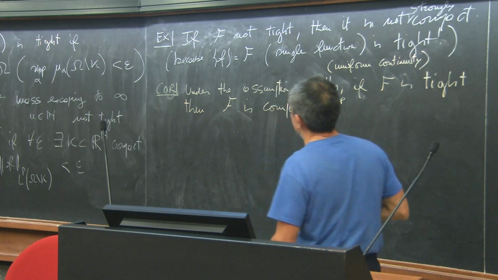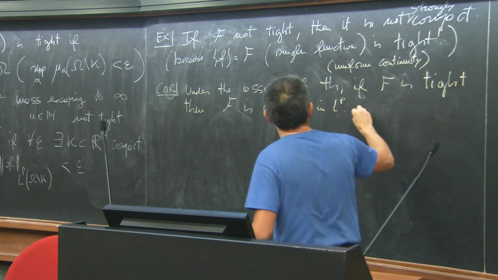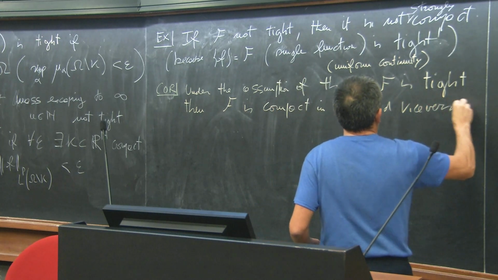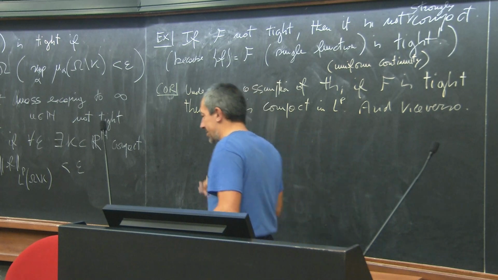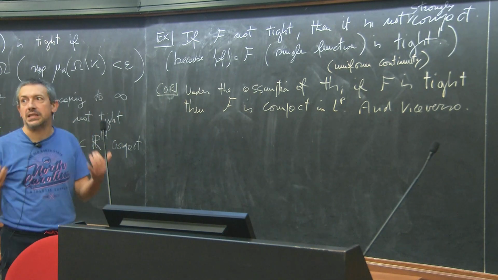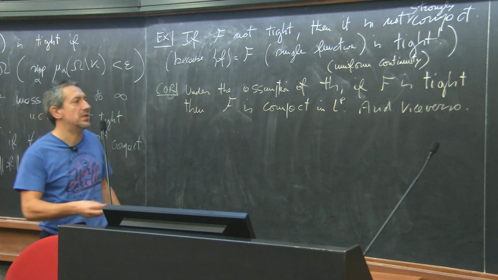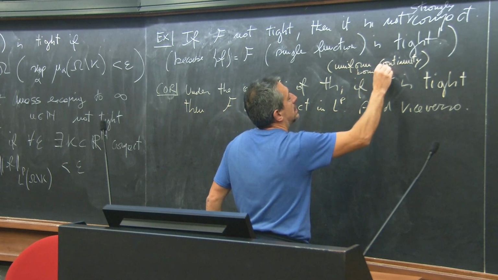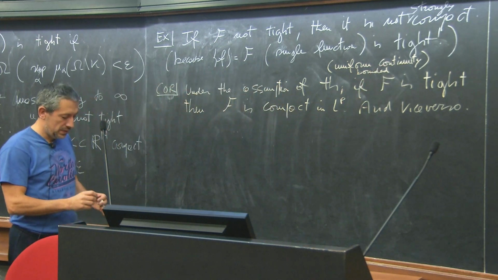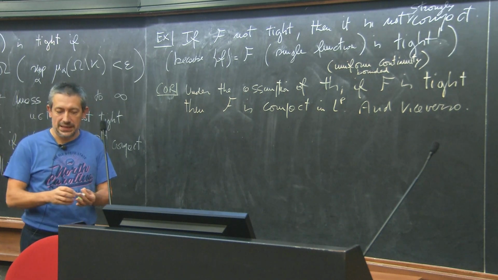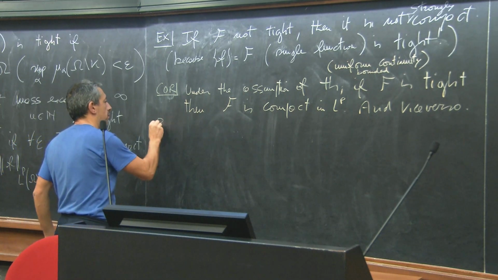Okay, and vice versa. So if it is compact, then it's tight and uniformly continuous with translation. It's bounded, tight and uniformly continuous. So bounded. Okay, now we have the full characterization of compact sets. Proof.